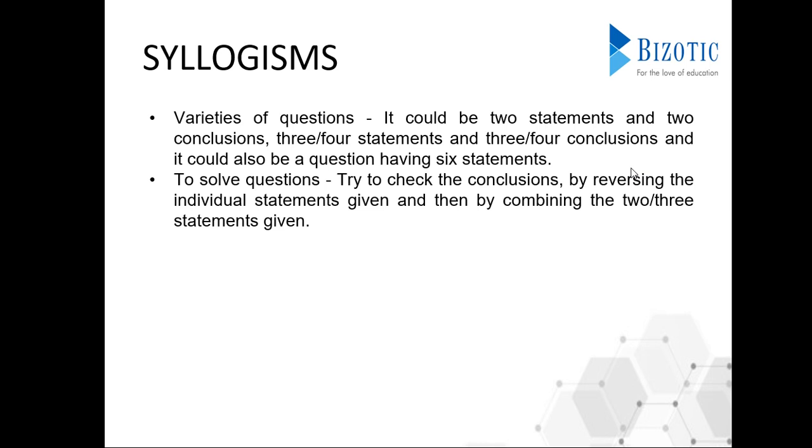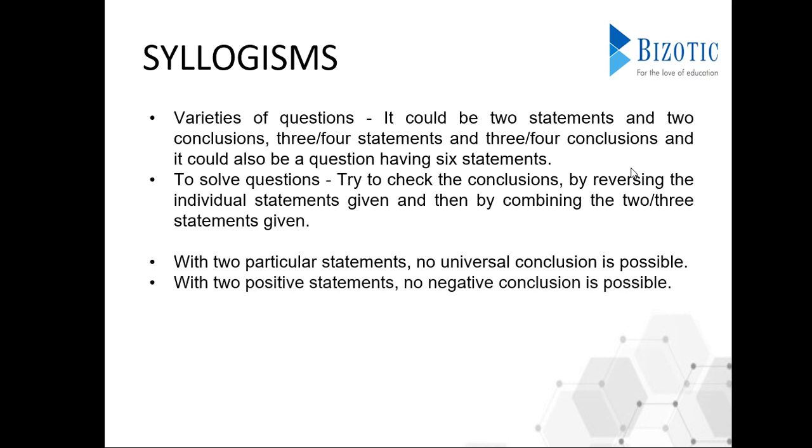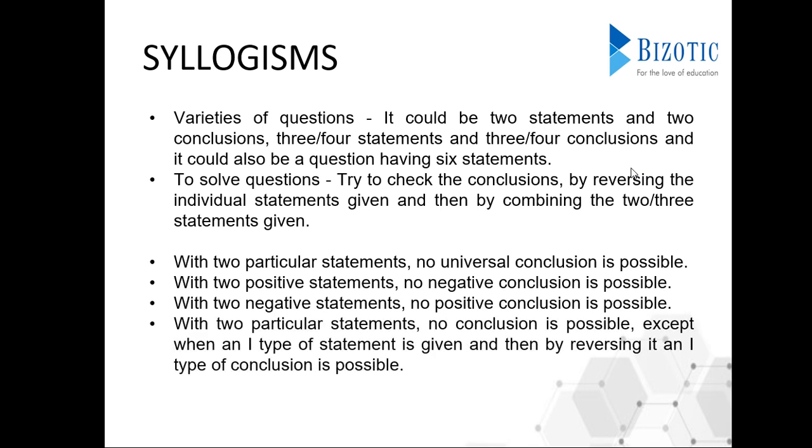And to solve these questions, first we need to try and check the conclusions by reversing the individual statements given and then by combining two or three statements which are given. Certain points to remember while solving these kinds of questions. With two particular statements, we cannot form a universal conclusion. With two positive statements, no negative conclusion is possible. With two negative statements, no positive conclusion is possible. Now, with two particular statements, no conclusion is possible except when an I type of statement is given.